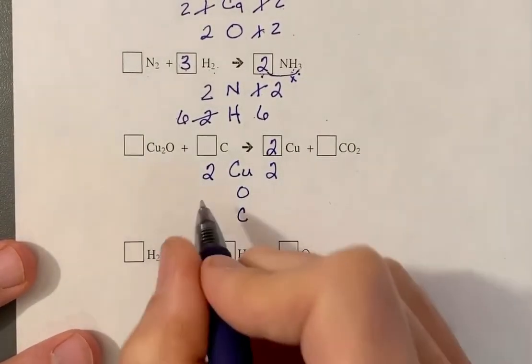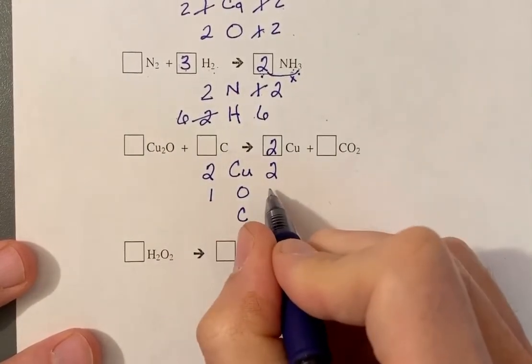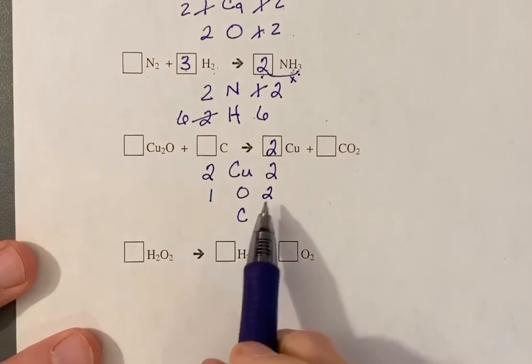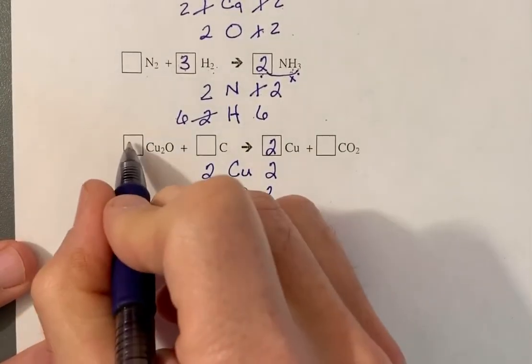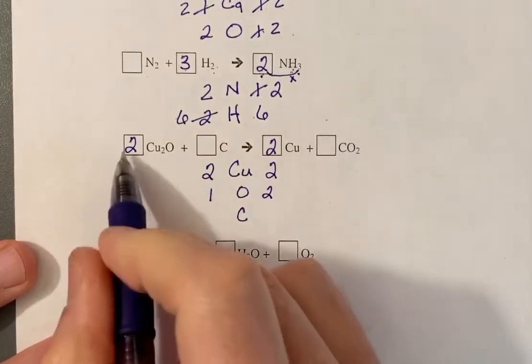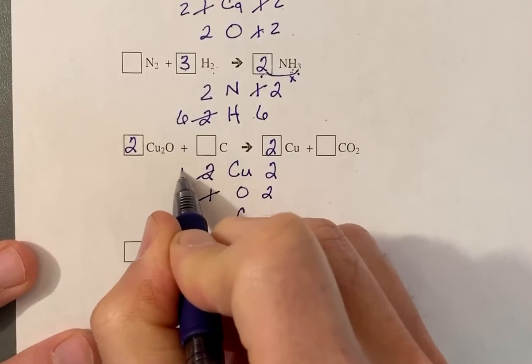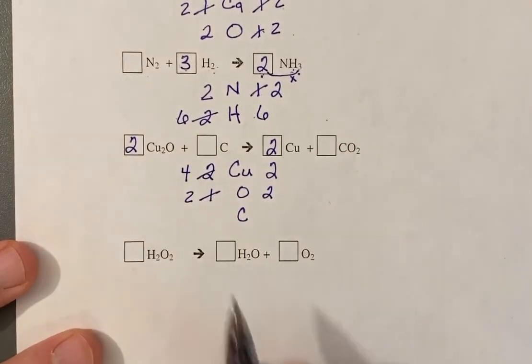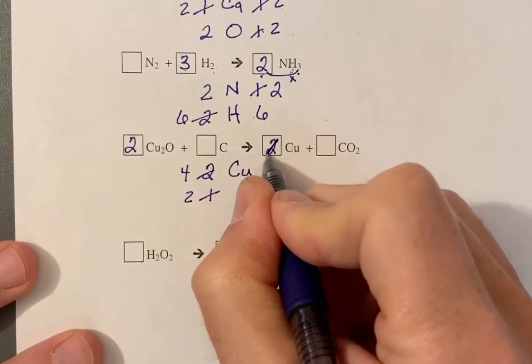Okay, oxygens, we have 1 on this side. We have 2 on this side. Since we had 2 on this side, we need to adjust this side to get 2. So we've got to put a 2 there. So now that gives us 2 oxygens, but it also gives us 4 coppers. Okay, 4 coppers means we're going to have to change this one.